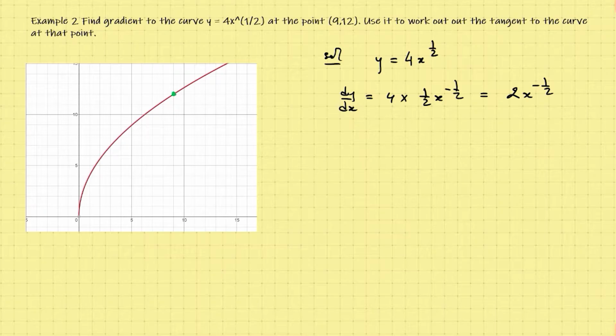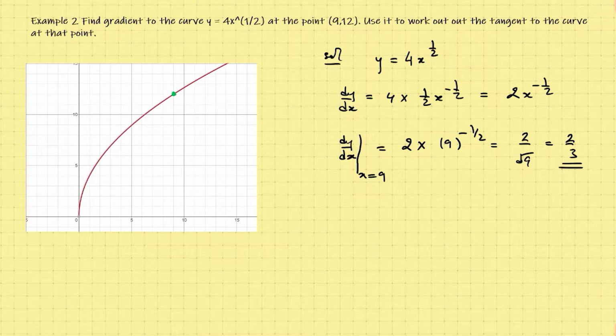So what I have to do is evaluate my derivative at the point x equals 9. So I'm going to put that in. It's going to be 2 times 9 to the power of minus a half, and of course that's just 2 over the square root of 9, which is 2/3. So we've worked out the gradient for that red curve at that green point. It's going to be 2/3.